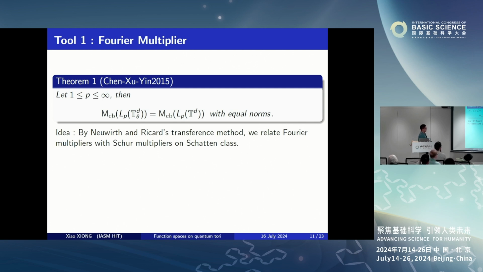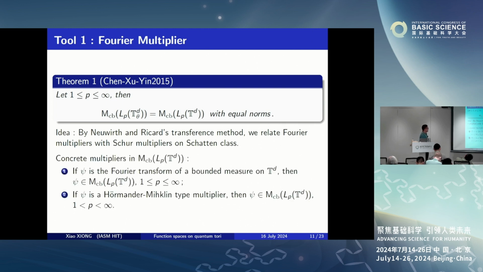Here I have a theorem which is very important for my next conclusions. This theorem states that the completely bounded Fourier multipliers on LP space of quantum tori are exactly the same as the completely bounded LP Fourier multipliers on the classical torus. I will not spend time explaining why we need to look at complete boundedness here, but let me just show some examples of these completely bounded multipliers.